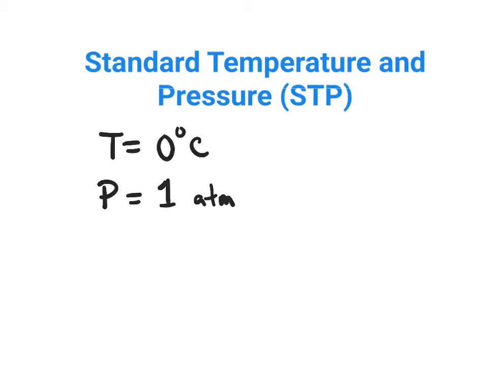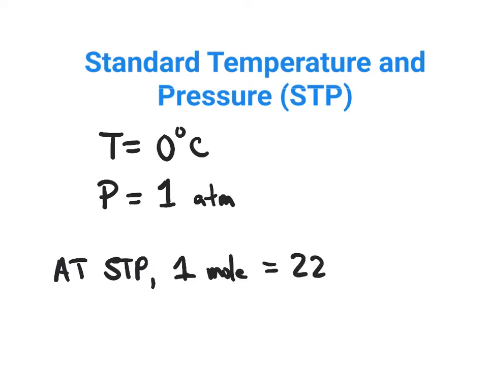What's cool about standard temperature and pressure is that because you have the same number of molecules of a gas, it's going to take up the same volume. So at STP, 1 mole of any gas takes up exactly 22.4 liters of space. If you have a gas at standard temperature and pressure, no matter how much you have, 1 mole of that gas is going to take up 22.4 liters.